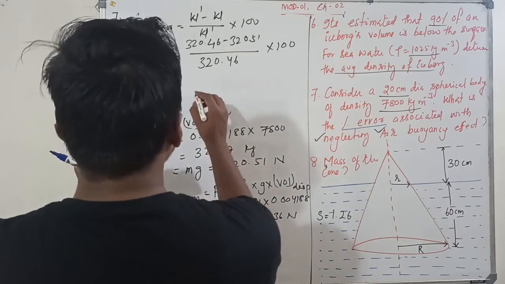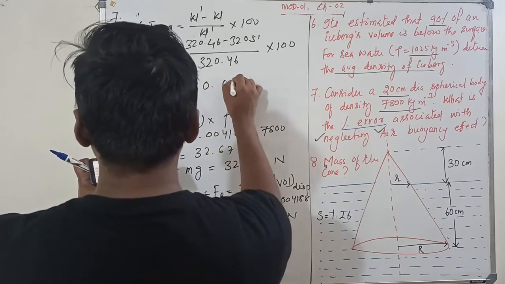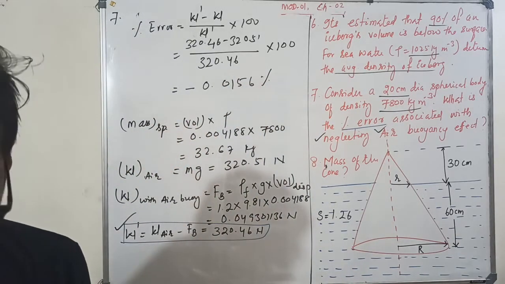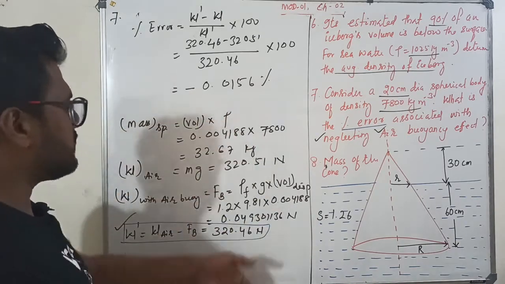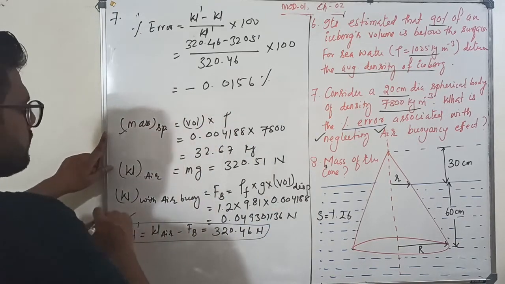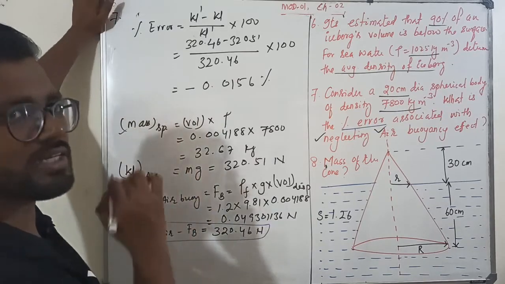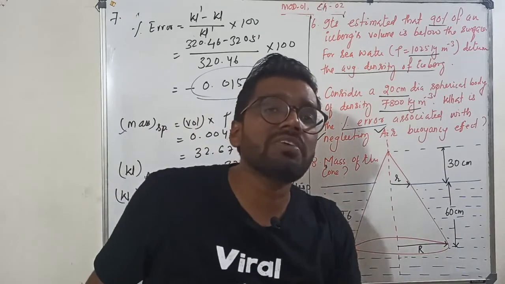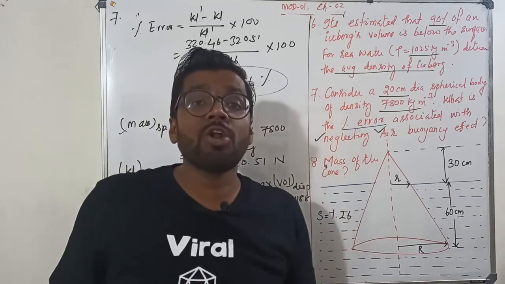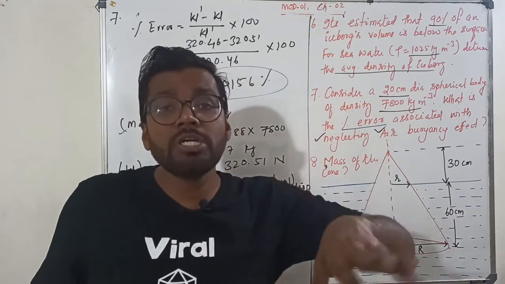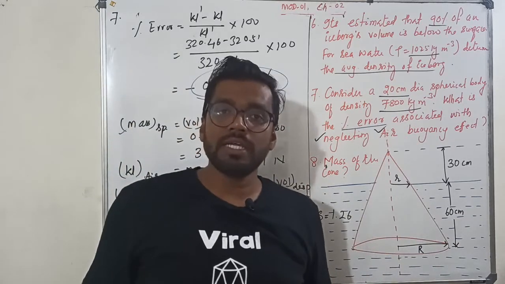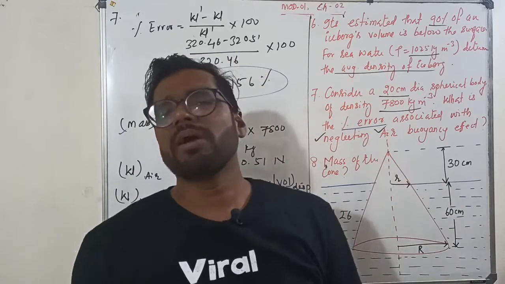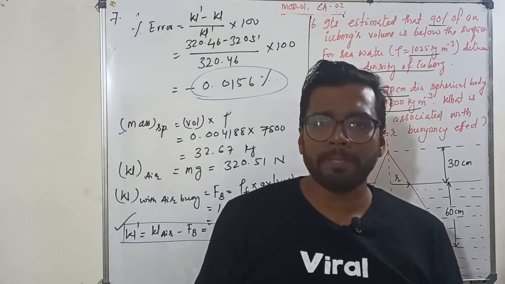So the answer I am getting is minus 0.0156%. The negative sign indicates we are getting a lesser value; our actual value is less than the previous one. But the percentage error is 0.0156, not even 1%, not even 0.1%. So the percentage error is very small. That's why it is okay to neglect the buoyancy effect of air. No problem. Got it?